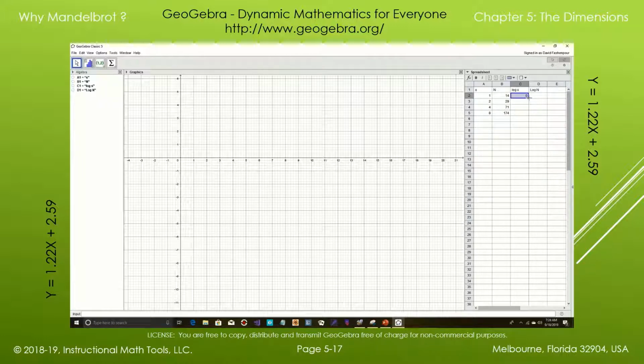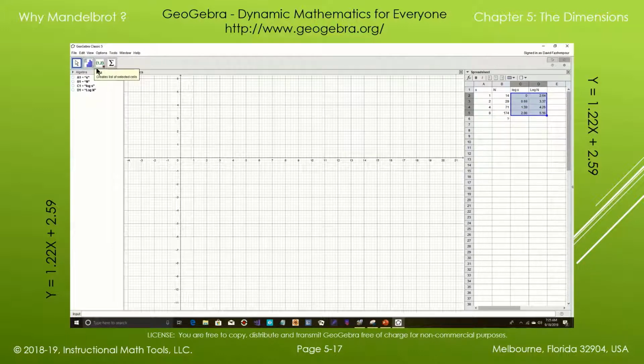And here we have equal to log of this one, and we want to extend that down there. And here we want to have log of this one, and we want to extend that down here. Actually, that was incorrect. Let me try that again. We don't need that one right there. Okay, and then what we want to do is graph this line.